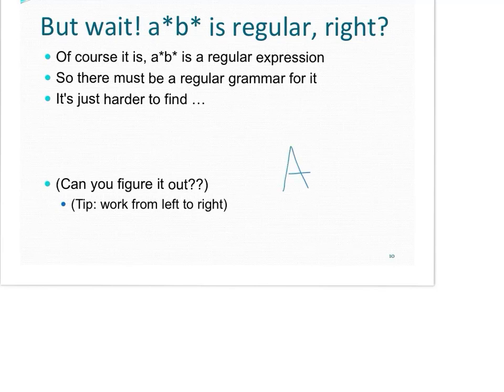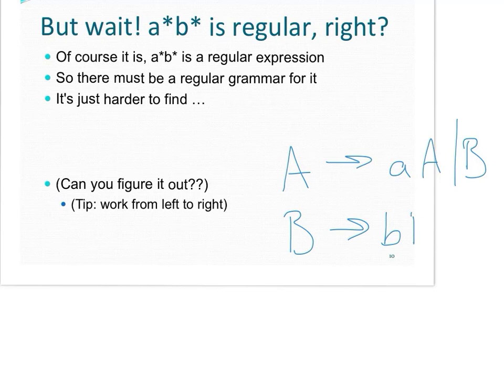I'm going to say that A goes to little a big A or B, where B is another non-terminal, right? That represents 2 production rules, both of which meet the rules for regular grammars. I'm going to say B goes to little b big B or lambda. So that's a pair of production rules. No, I'm sorry, that's 4 production rules, right? Because these ones actually expand. These are shorthand. But I believe that these 4 production rules will generate the language A star, B star, right?